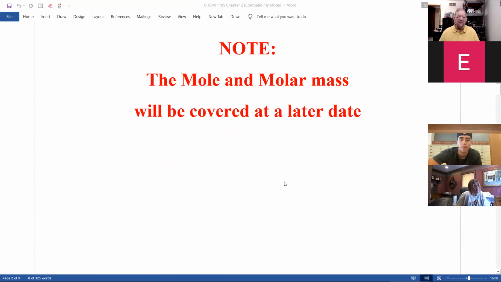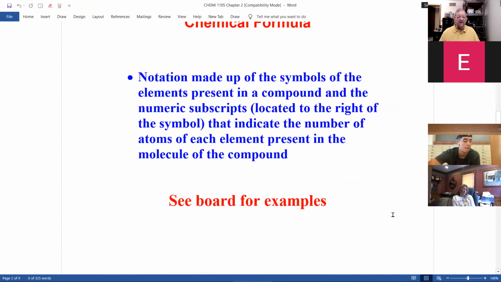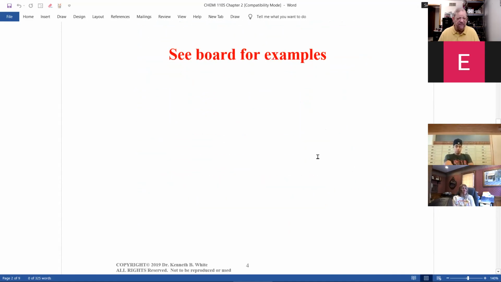Now, in the book, they talk about mole and molar mass. I'm going to cover it later when it makes more sense to cover it. Now, I already talked about this, but let's go through it again. Chemical formula. I'll never ask what is a chemical formula, but it's a notation made up of symbols of elements present in a compound and numerical subscripts located right at a symbol that indicate the number of atoms present in each molecule of a compound.